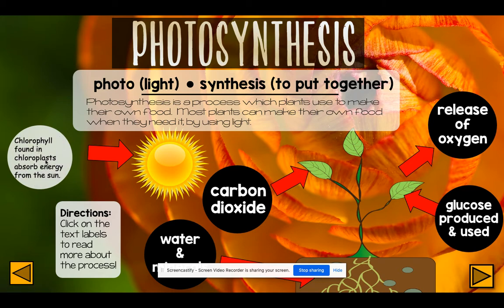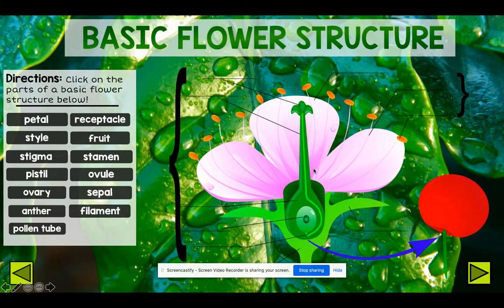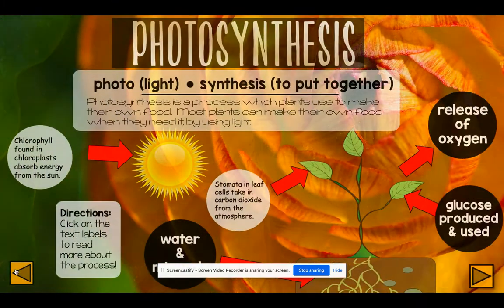And chlorophyll found in the chloroplast absorbs that energy from the sun. Then the stomata and the leaf cells take in the carbon dioxide from the atmosphere. And then the arrow is pointing to the leaf. So this is a fun diagram showing you the different parts of a plant that you can play around with. You drag them and see if you're right on labeling that flower structure.